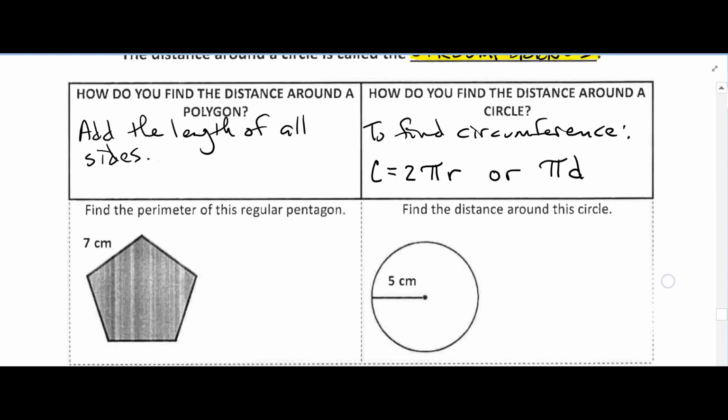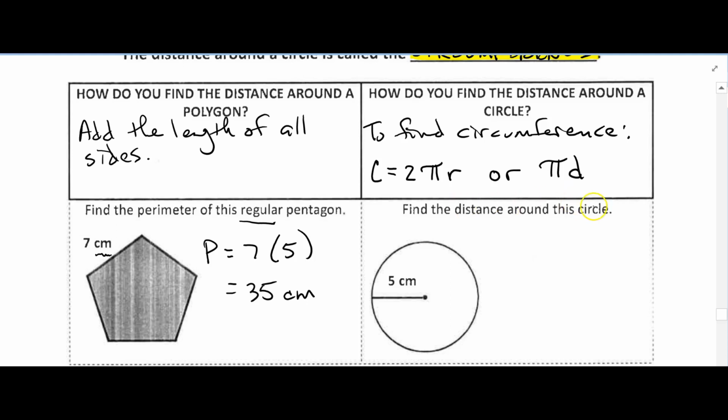Alright, so for finding the perimeter of this regular pentagon, we know it's regular, so we know that all the sides have to be the same length. So the perimeter is going to be 7 centimeters times 5 sides, or 35 centimeters. So remember, perimeter and circumference, those are lengths, and if units are given in the problem, we want to include them in the answer.